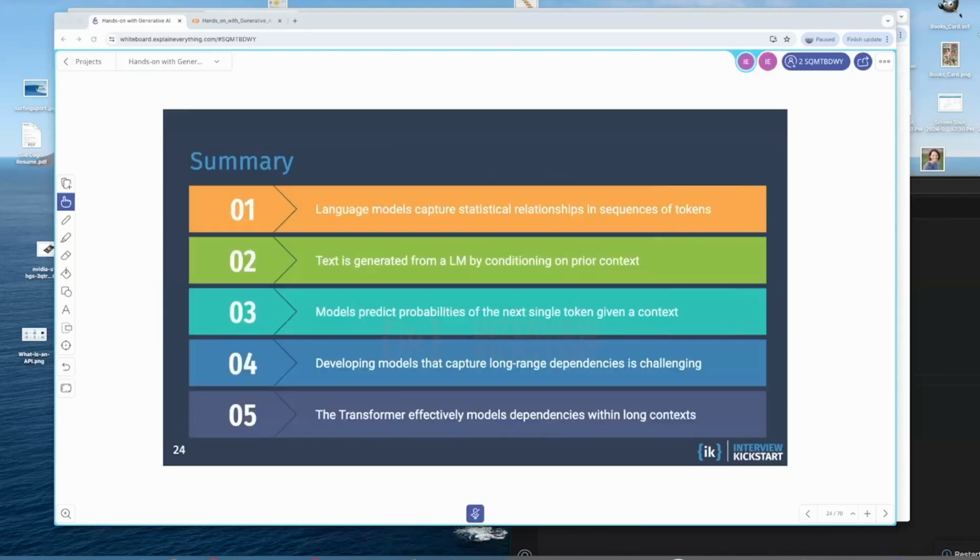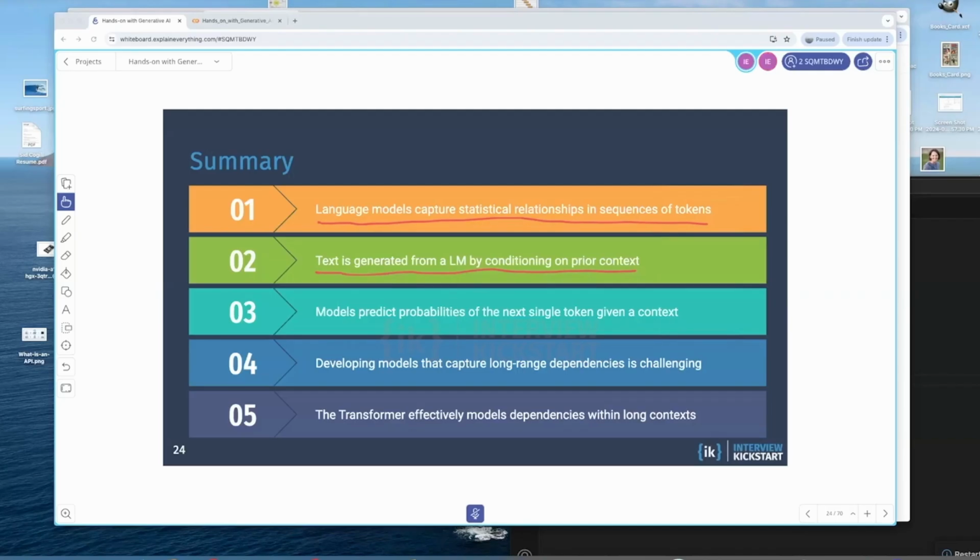Okay, so I want to wrap this section up. Some of the key takeaway ideas here: language models capture statistical relationships in sequences of tokens, right? That's all they really are. If you want to think about them abstractly, you're just given these sequences, and there are important statistical relationships in those, and language models learn how to model those from being trained on lots of those sequences. The second one is you can generate text from a language model by conditioning on prior context.